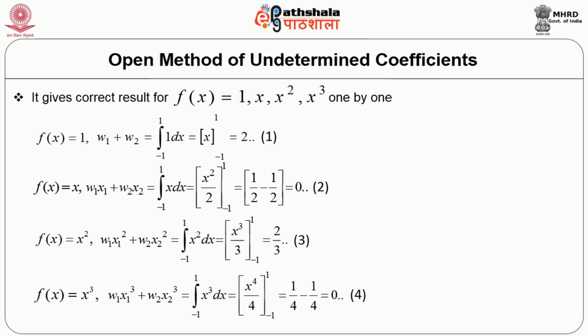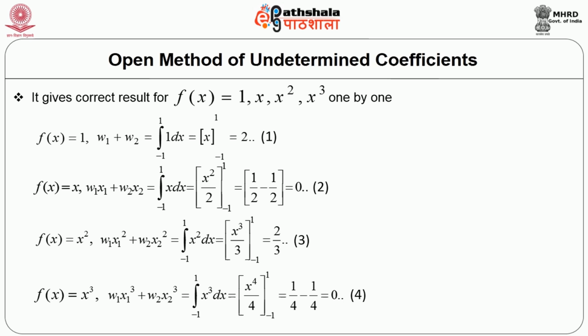So, our first equation formed is W1 plus W2 is equal to 2. Secondly, we put f(x) equal to x. See, f(x) equal to x is an odd function, so the integral of this over the symmetric interval minus 1 to 1 will come out to be 0. When we put f(x) equal to x, the integral is x square by 2, limits minus 1 to 1. The function is the same at minus 1 as well as at 1, so 1 by 2 minus 1 by 2, the value of the integral is 0.